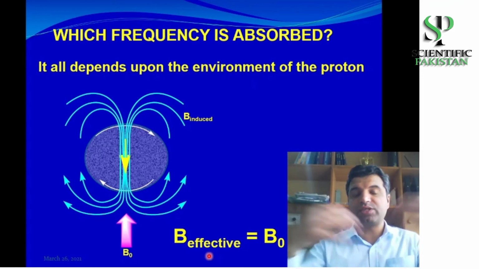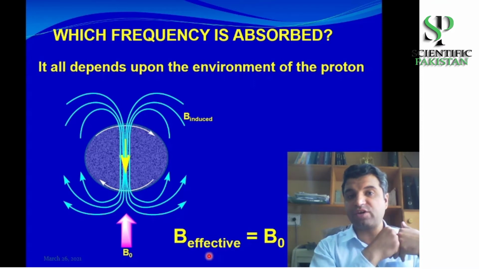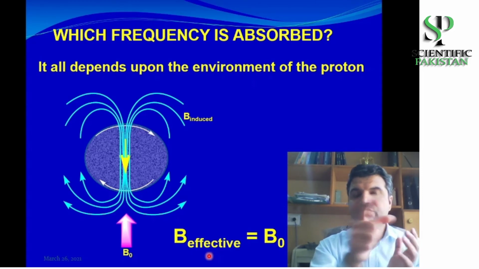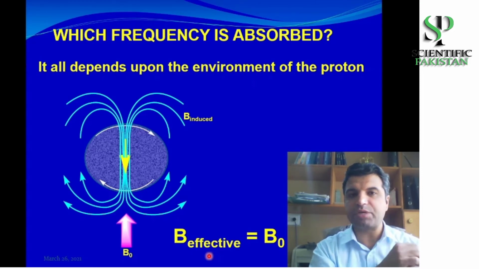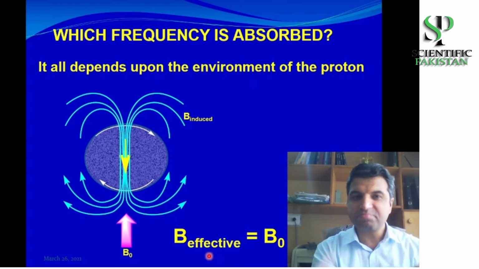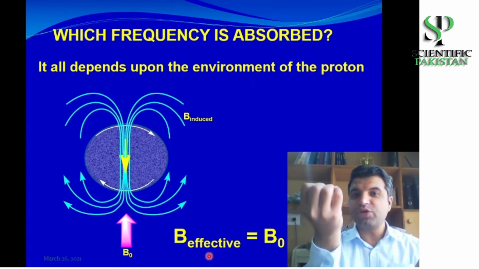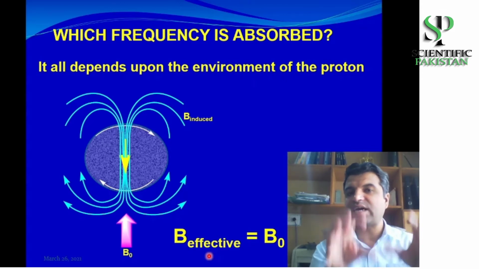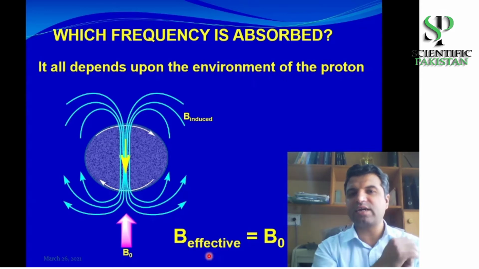We call it shielded. We say that the proton is shielded from the effect of B naught. That means it receives a lower magnetic field. If it receives a lower magnetic field, what does that mean? The Larmor frequency is lower. If the Larmor frequency is lower, the frequency that is required for resonance to take place will be lower. So it will absorb a frequency slightly lower than 300 megahertz if B naught is equal to 7.05 Tesla. It will not exactly resonate at 300 megahertz, but at a slightly lower frequency than 300 megahertz.